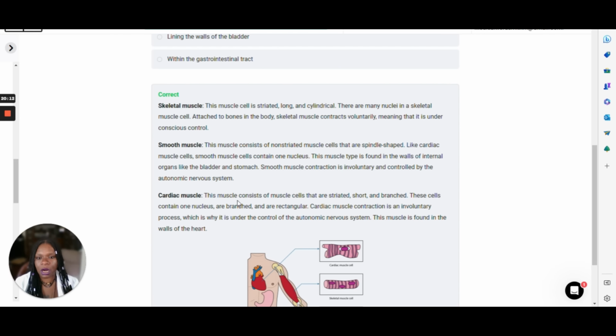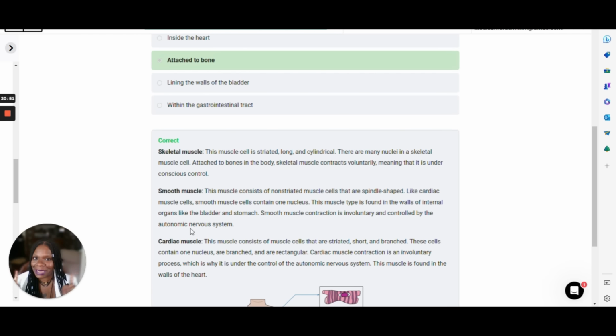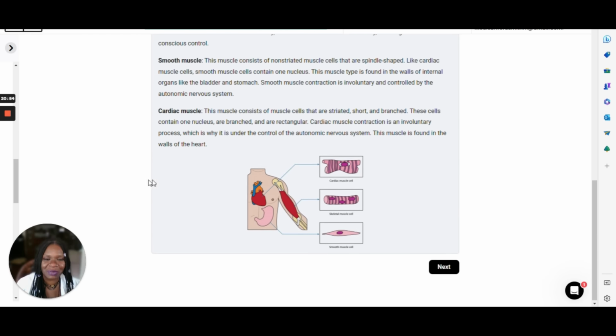So right here, cardiac muscle consists of muscle cells that are striated, short, and branched. These cells contain only one nucleus and are rectangular. Cardiac muscle contraction is an involuntary process and is under the control of the autonomic nervous system, which is why I said we don't control our cardiac muscles. And this muscle is found strictly in the walls of the heart. So definitely, you guys, if you see skeletal muscle, it's going to be attached to the skeleton. Okay, all right, so let's move on to the next question.